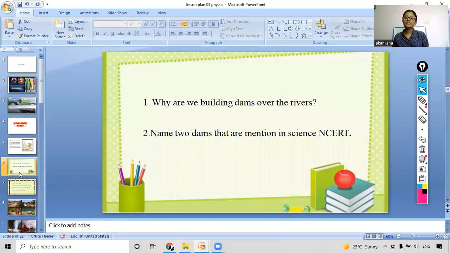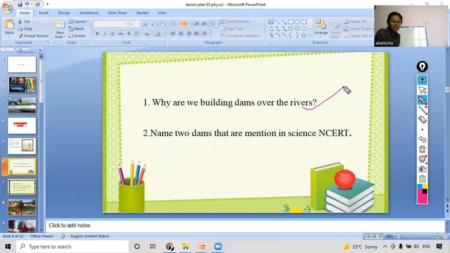So coming to the curiosity questions. The first question is, why are we building dams over rivers? How is building a dam helping us? Because then we are generating what? What was today's topic? The first topic, hydropower plant. So we make dams so that water gets collected and stored, and it contains energy. These hydropower plants convert that energy into electricity. That's why we are building dams over rivers.